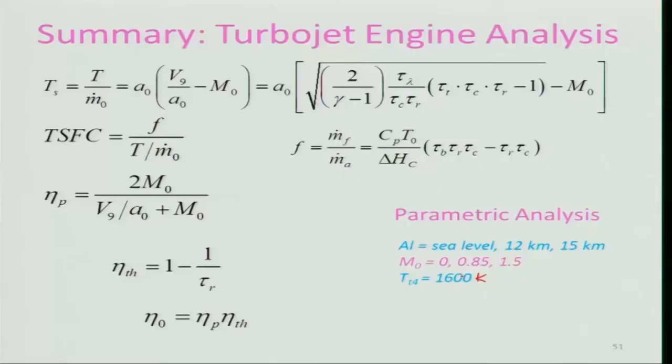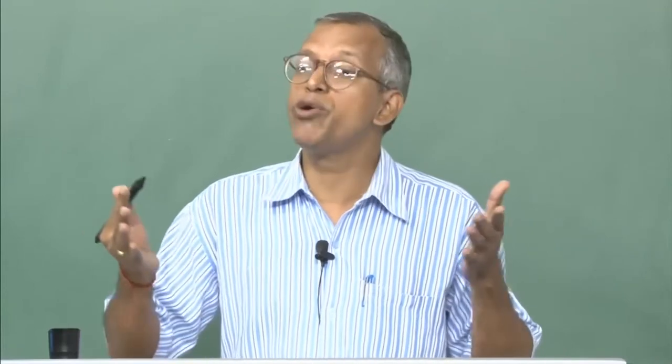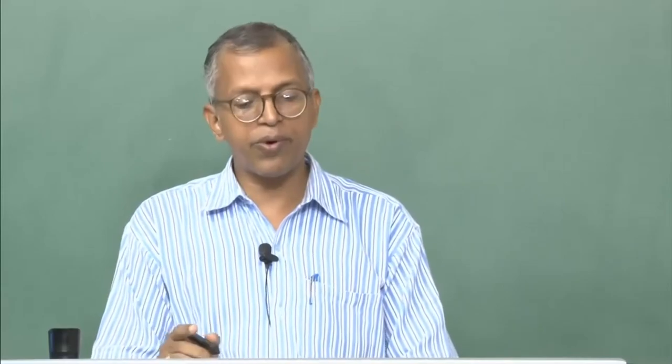Therefore we use the compression pressure ratio as a parameter that will be varied from 1 to 40, and see how we can choose a compressor, how we can choose a pressure ratio, because the compressor size and cost will depend on the pressure ratio you want to have for an engine, right? So that is a very important one.